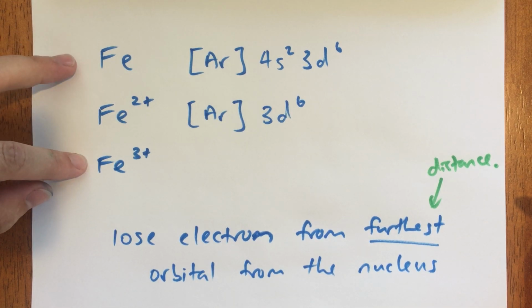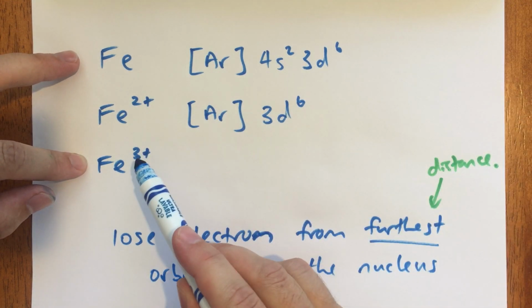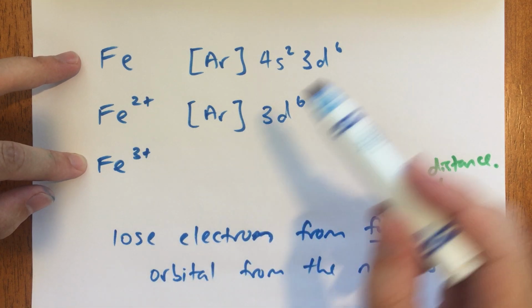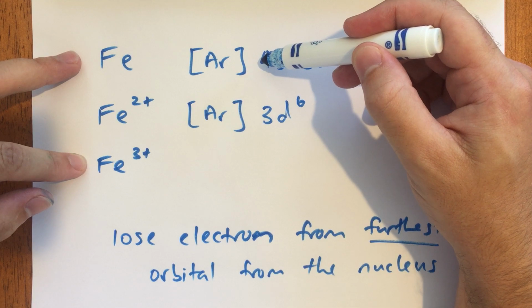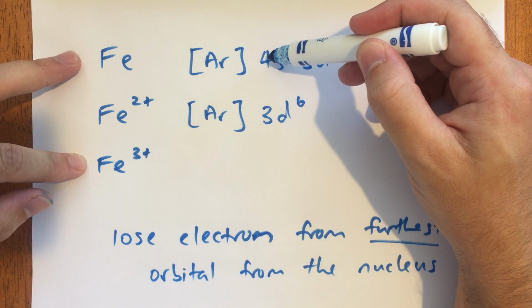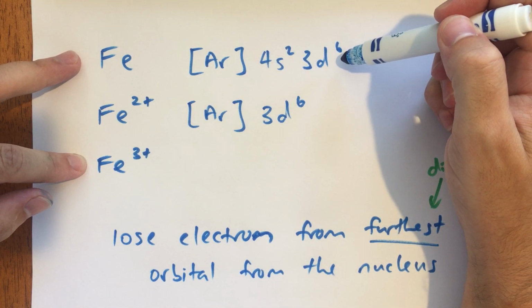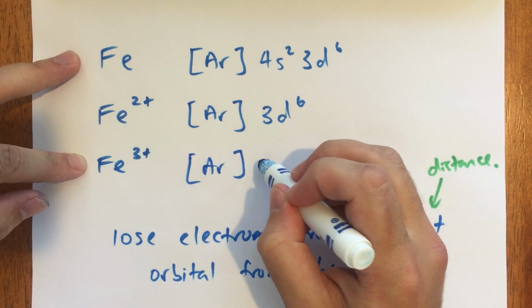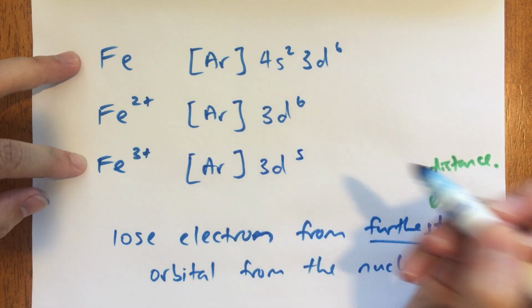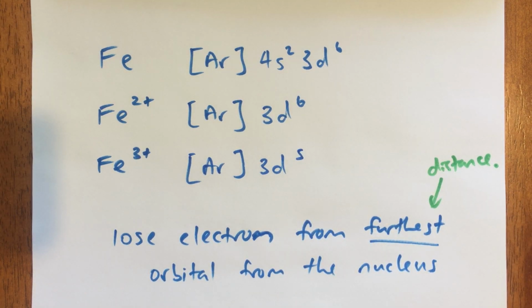Forming Fe3+, we can see that we need to lose 3 electrons. So again, we would lose those 2 from the 4s subshell first, and then we need to lose a third, and that third electron would then come from the 3d subshell, leaving us with the argon configuration 3d5. So that's how to write the electron configuration for ions.